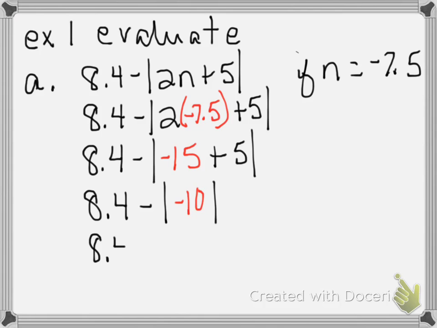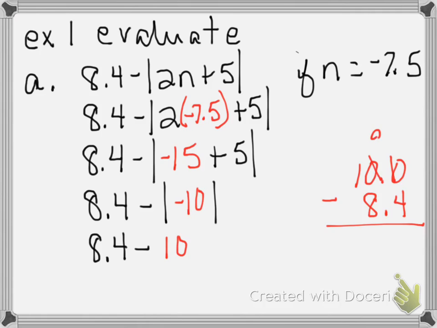And bring down the 8.4 minus the absolute value of -10, which is 10. Now we have to make sure you line up your decimals. So you get -1.6.